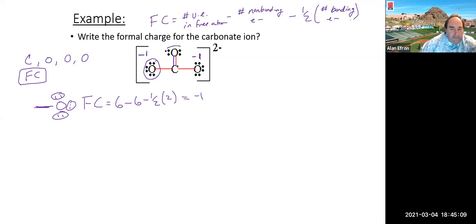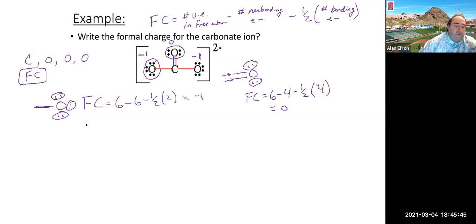Let's look at the double bonded oxygen here. The double bonded oxygen would be, again, 6 because it's oxygen, minus 4 in this case because there are 4 non-bonding electrons, minus 1/2 of 4 as well, 2 there and 2 there. That gets us 6 minus 4, which is 2, minus 1/2 of 4, which is 2, and that's going to give us a formal charge of 0 for that oxygen.